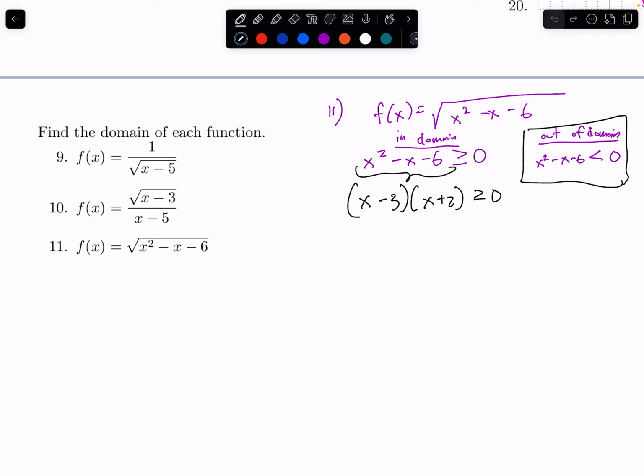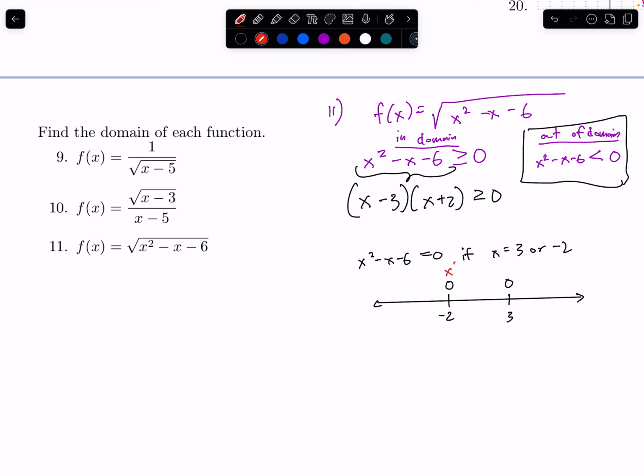Okay, so if that's the case, when is it equal to 0? Let me write it like this. X squared minus x minus 6 is equal to 0 when x is equal to 3 or negative 2. I'm going to sketch out my number line here. At negative 2 and positive 3, this expression here is going to be 0. So I don't know yet when it's going to be positive. Well, let's look at the left side.